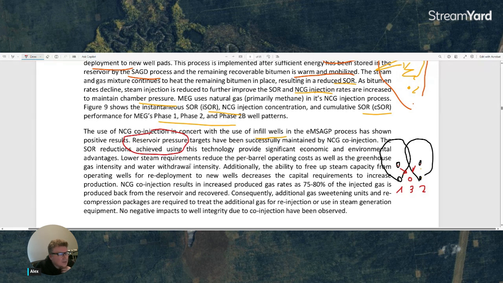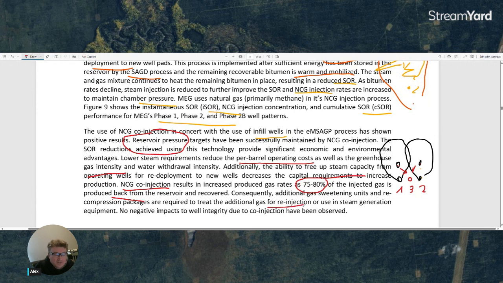Lower steam requirements reduce the per barrel operating cost, as well as greenhouse gas intensity and water withdrawal intensity. Additionally, the ability to free up steam capacity from operating wells for redeployment to new wells decreases the capital requirement to increase production. NCG co-injection results in increased produced gas rates, which is what we've seen. 75 to 80% of the injected gas is produced back from the reservoir and recovered. Consequently, additional gas sweetening units or recompression packages are required to treat the additional gas for reinjection.